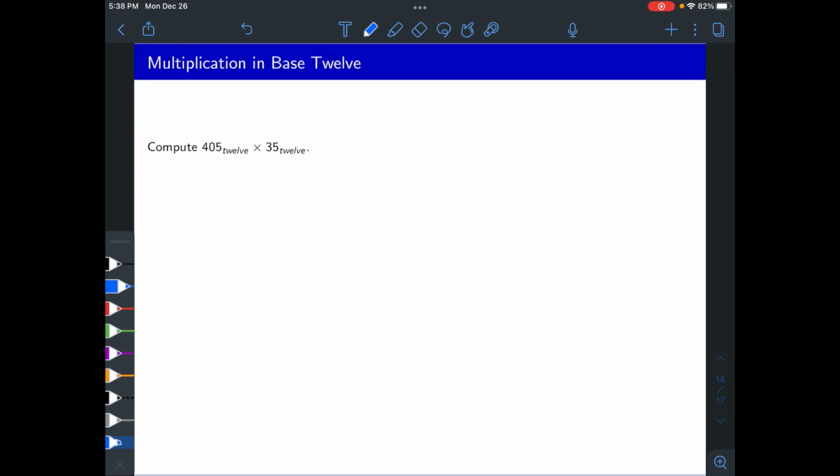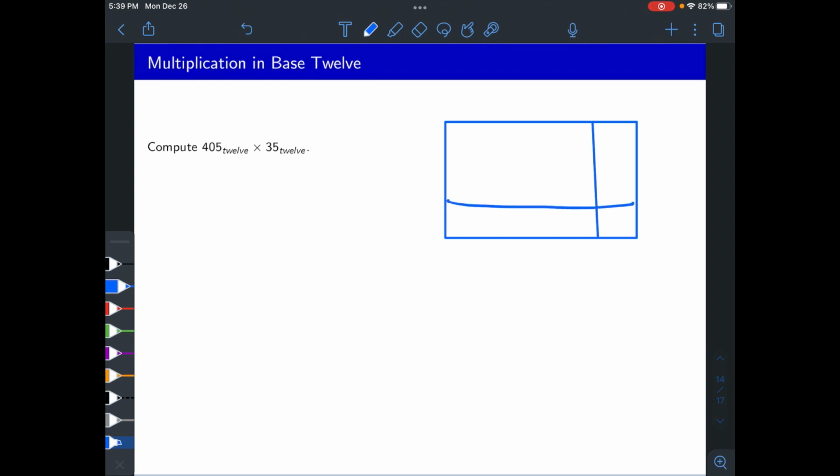405 times 35 base 12. I specifically want to do this one with the box, so I'm going to do it. If you have not attempted one of these problems on your own yet, I'll get you set up with the box, and then please pause the video and try it on your own before seeing what I do.